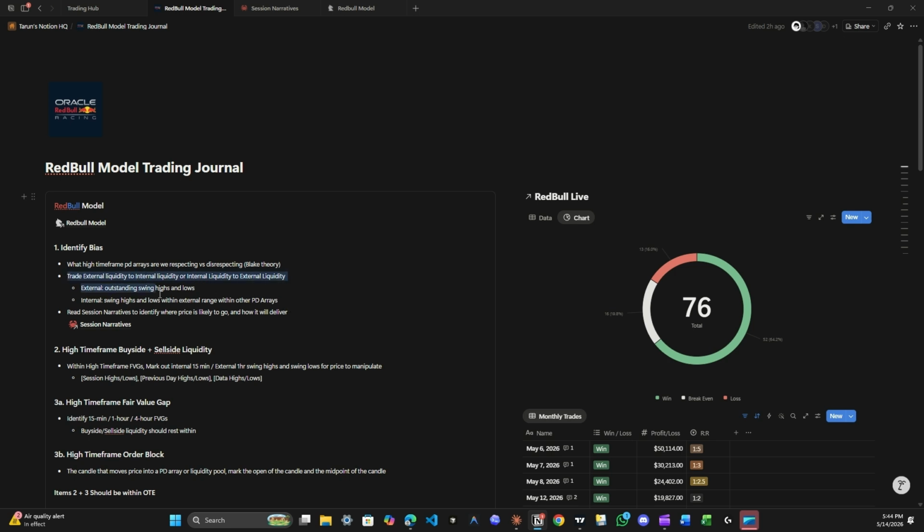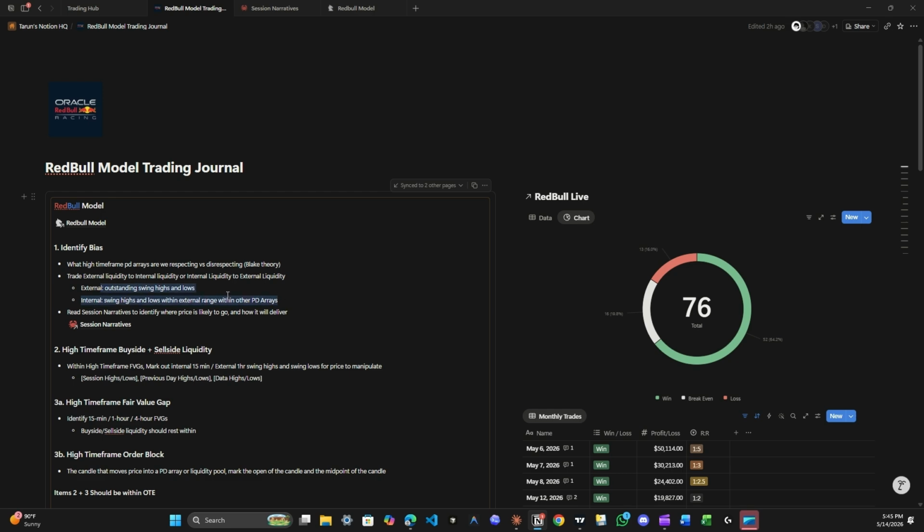Then there's this. This is basically how you should be trading, finding targets. It's called external liquidity to internal liquidity or internal liquidity to external liquidity. I'll go over more in detail about this, but right now I'm just going over a simple overview of the model. Essentially, you want to trade from internal liquidity towards external liquidity, or you want to trade from external liquidity towards various internal liquidities.